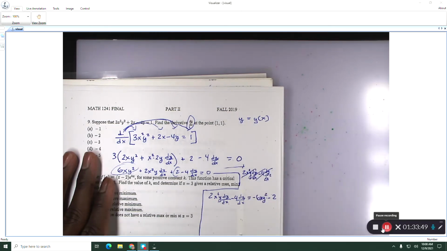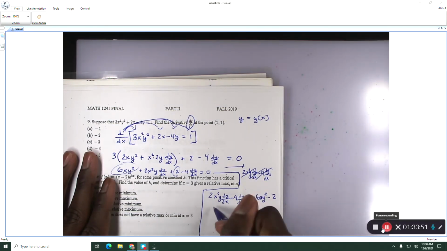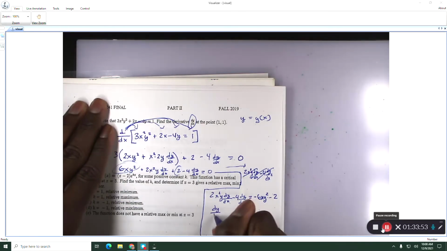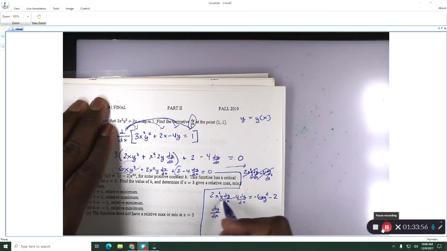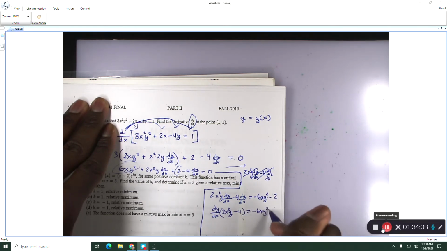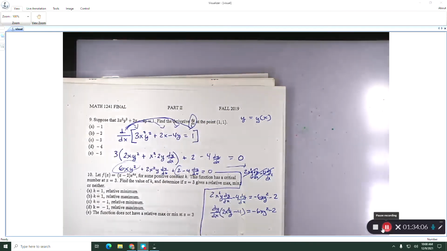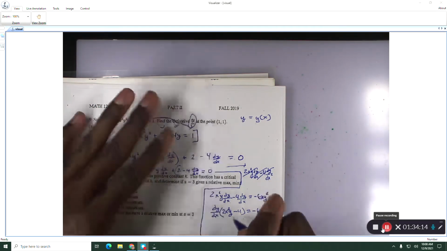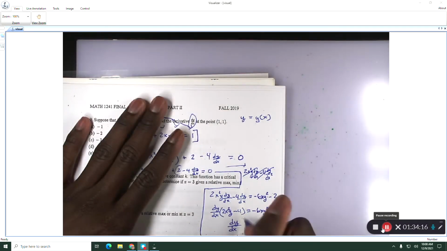Now, I can pull the dy/dx out of both of these terms. They both share dy/dx. I'm left with 2x squared y minus 4 is equal to negative 6xy squared minus 2. Now, I can just divide both sides by this whole term here, 2x squared y minus 4, and that's going to leave me with dy/dx equal to negative 6xy squared minus 2 over 2x squared y minus 4.